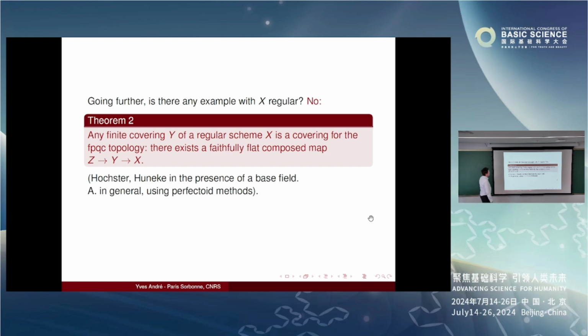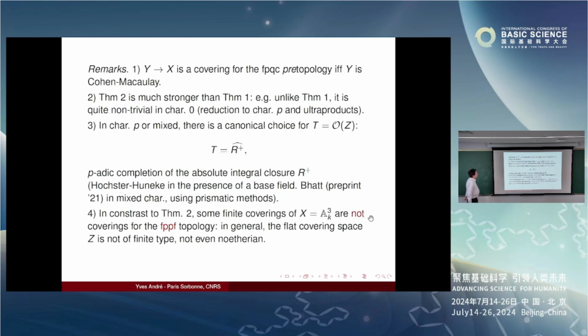And going further, one can ask whether there is an example with X regular, and again, there is no example. The next theorem is that any finite covering Y of a regular scheme is a covering for the FPQC topology, which means that there exists a Z over Y such that the composition is faithfully flat. This is stronger than Theorem 1, because it says that this is an FPQC covering, whereas Theorem 1 says that it is a canonical covering. This was proved again by Hochster and also Huneke together in the presence of a base field, and in the same paper, using the same kind of perfectoid method, I prove it in general. Some remarks.